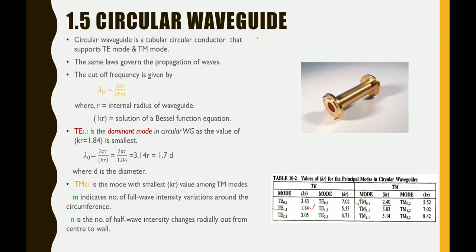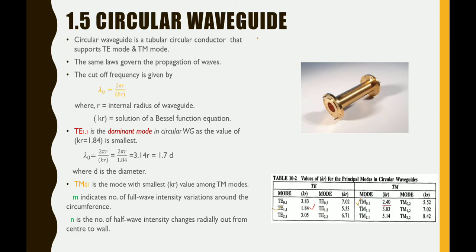On the right hand side we can see the different modes and the corresponding kr value as per the solution, and r is the internal radius of the waveguide. So TE11 is the dominant mode in the circular waveguide, as from the table we can see marked TE11, the value of kr is 1.84, whereas in TM mode the lowest value we find is that of the mode TM01, 2.40.